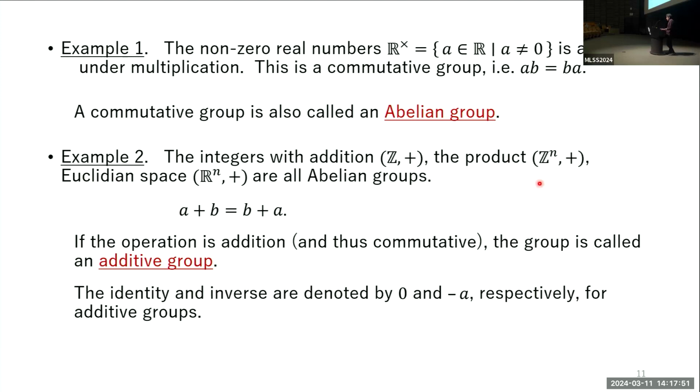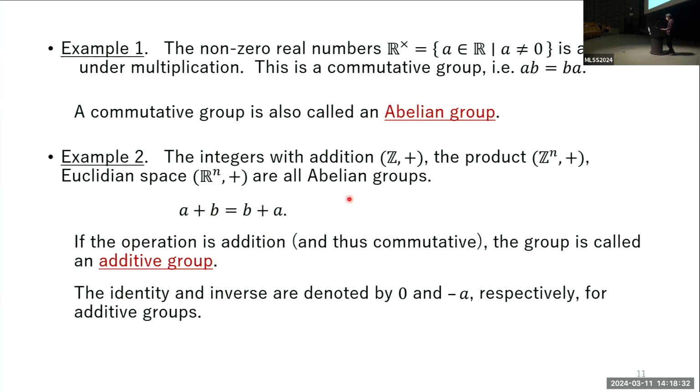And another popular example is integers, or the n times Cartesian product of integers, or the n-dimensional Euclidean space. And they are abelian groups under additions. You can see that this is abelian because a plus b is equal to b plus a. Okay, very clear.